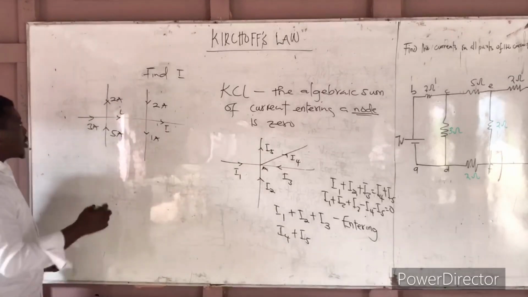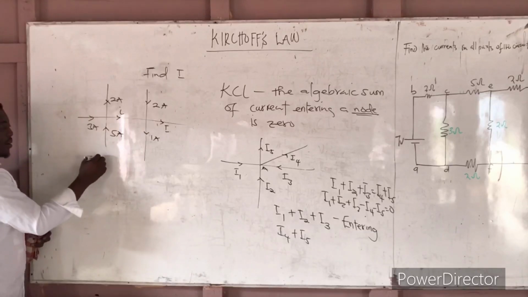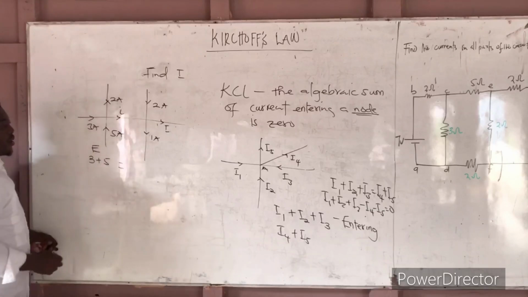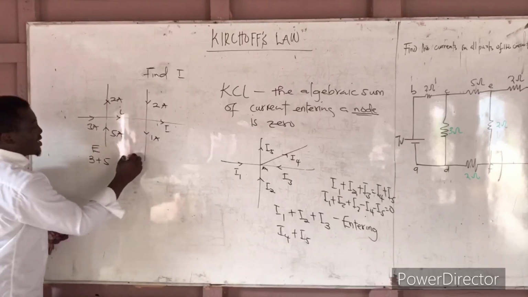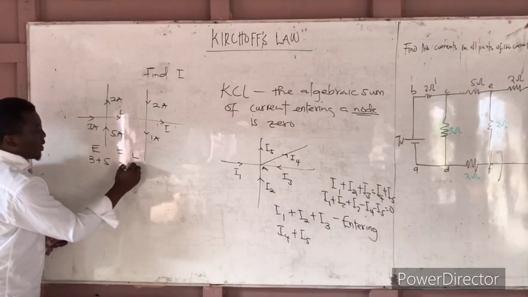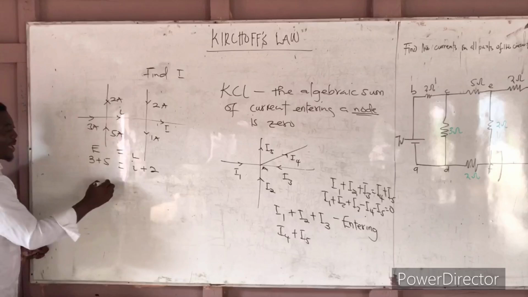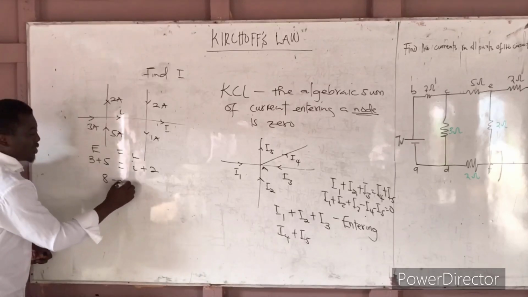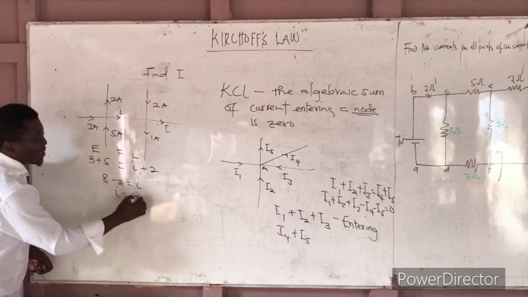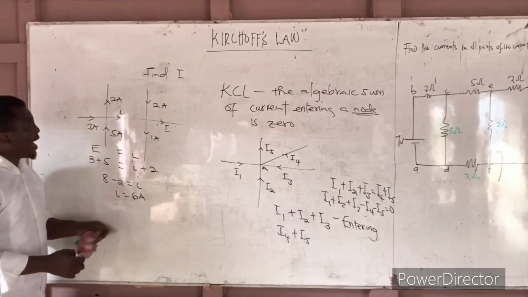So current entering, we have 3 plus 5 as the entry point. And this must be equal to current leaving. Entry must be equal to leaving. So current leaving will be i plus 2. So you end up getting 8 minus 2 is equal to i, and our i is going to be 6 ampere.